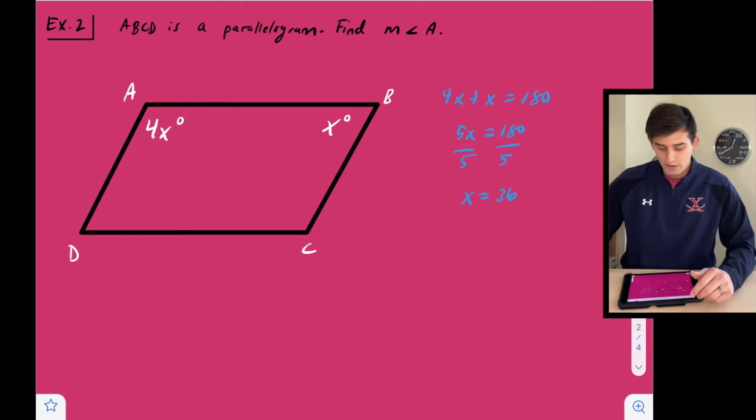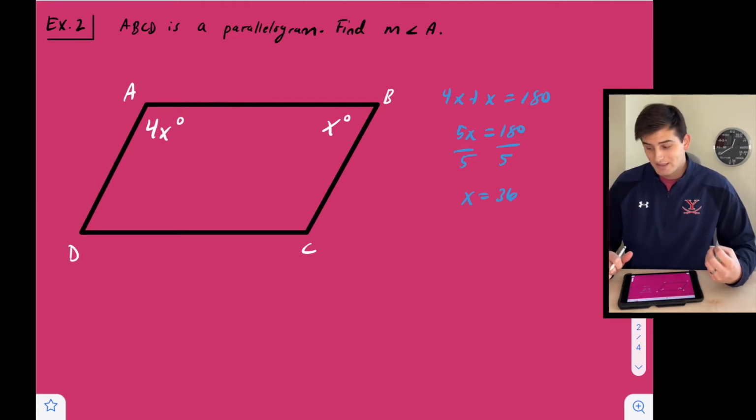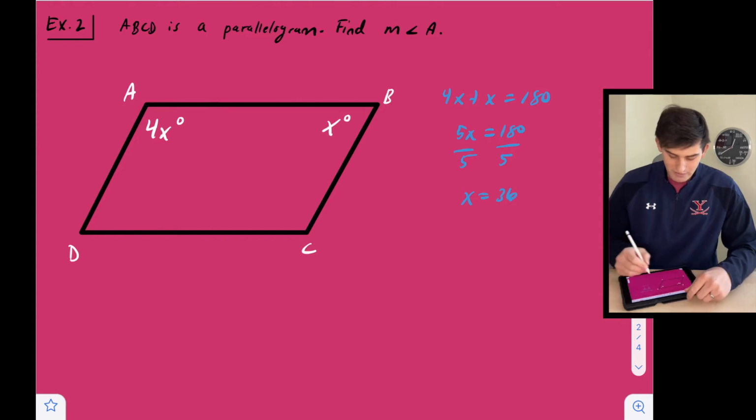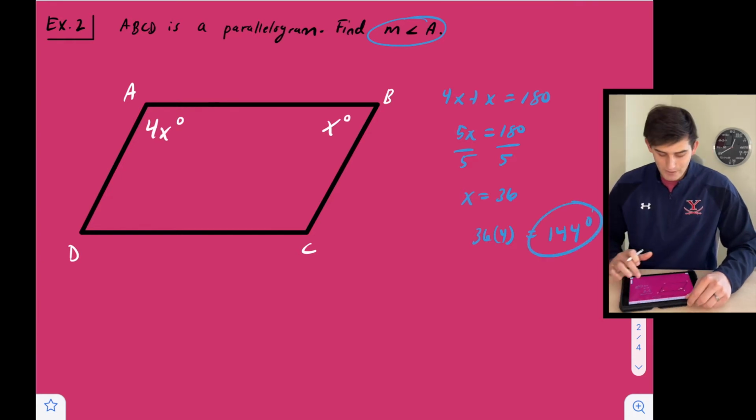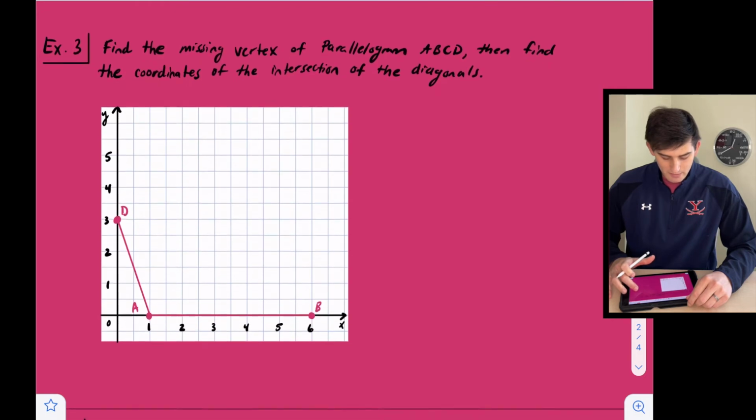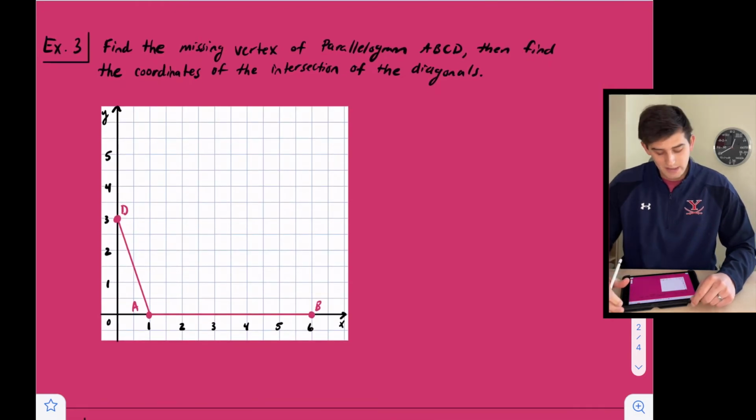But now be careful, we don't want 36. We want 36 times 4 because we're trying to find the measure of angle A. So 36 times 4 would give us 144 degrees, okay? All right, so let's talk about some parallelograms in the coordinate plane. We'll look at 2 examples here.